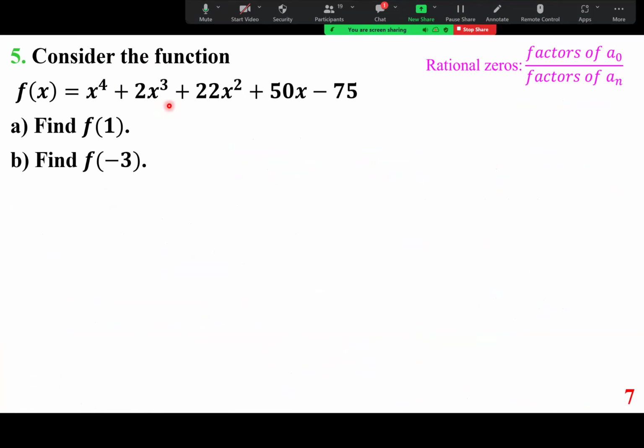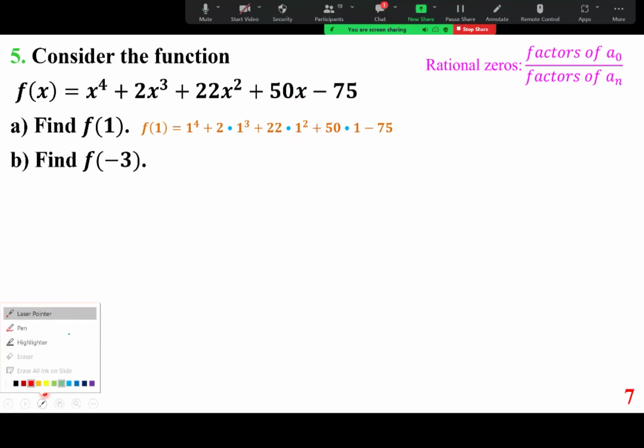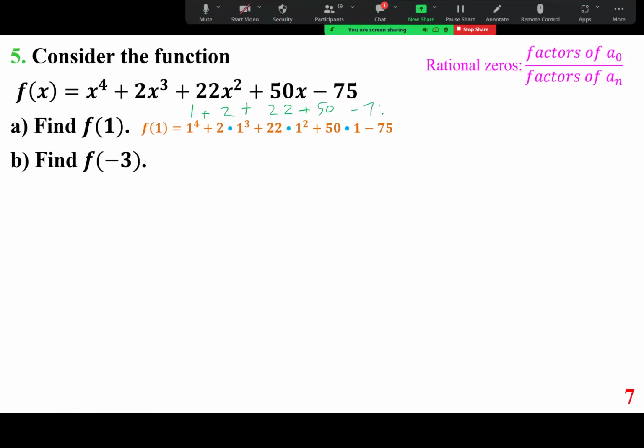Consider the function f of x equals x to the power of 4 plus 2x cubed plus 22x squared plus 50x minus 75. And we want to find f of 1. That means plug it in. So this is 1, this is 2, this is 22, this is 50. Add up to 75. Minus 75, now it's 0.